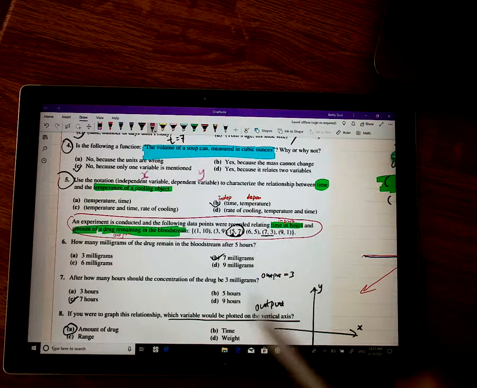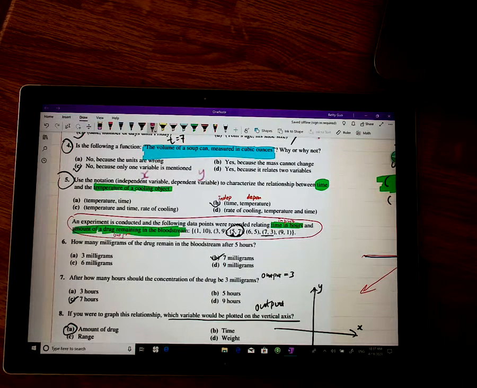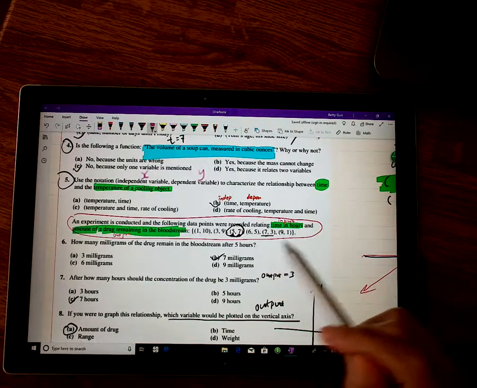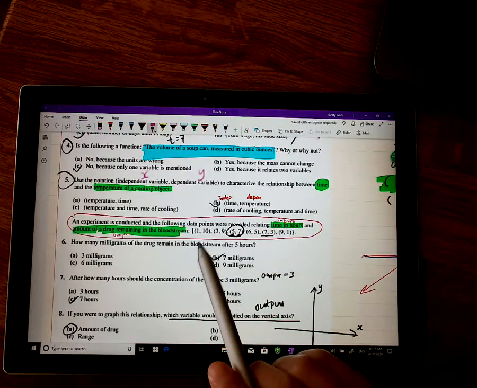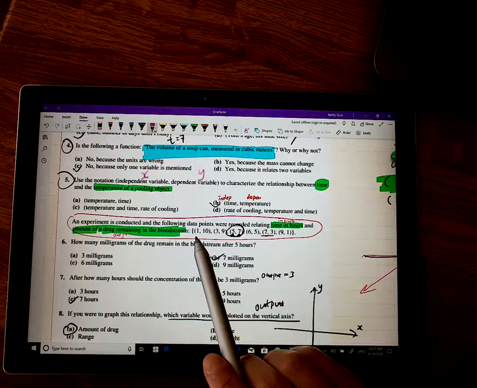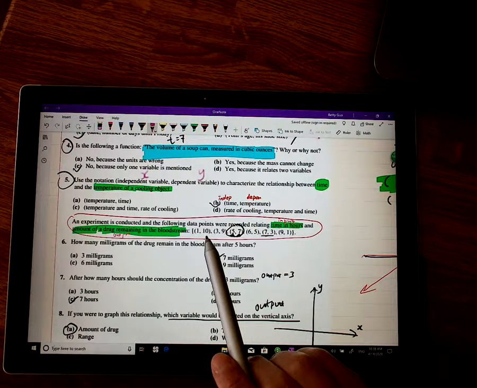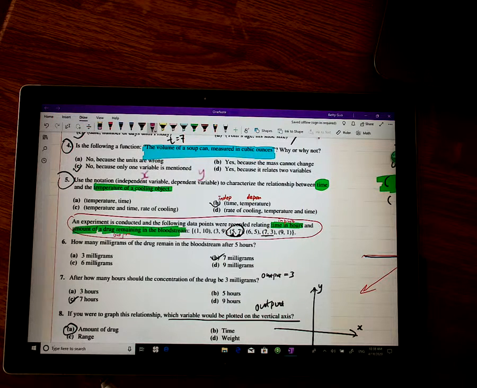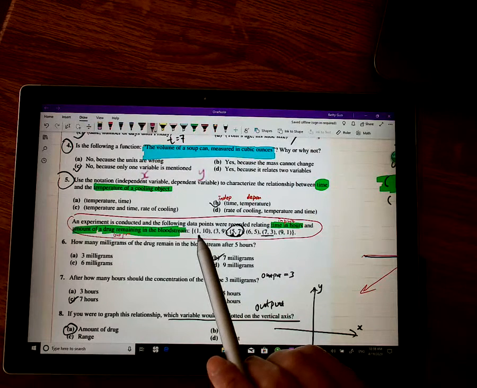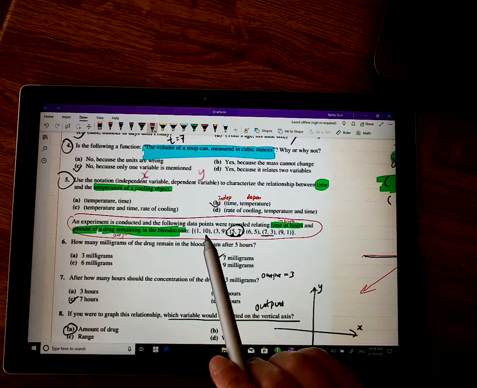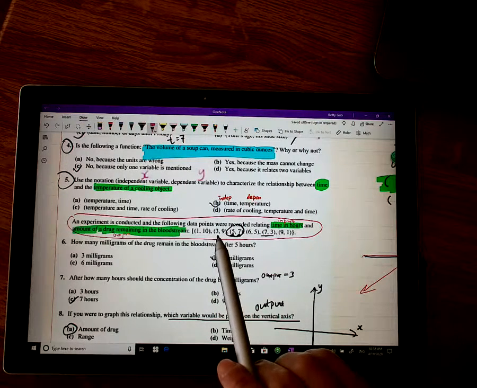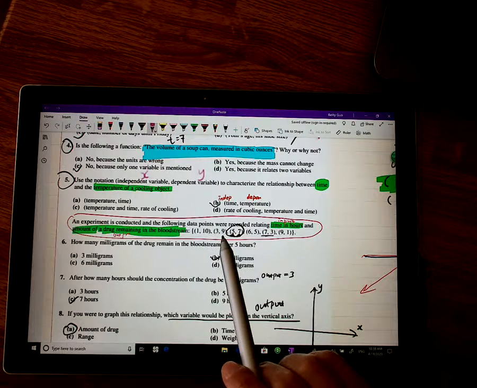The first component, what does the first component represent? Time, right? Remember, if we have time in the two variables, time of course would be the independent variable. So after 1 hour, there is 10, what's the unit here? Milligrams, yeah. So after 1 hour, there is 10 milligrams of drug residue remaining in the bloodstream. After 3 hours, the amount of drug remaining becomes reduced to 9 milligrams.